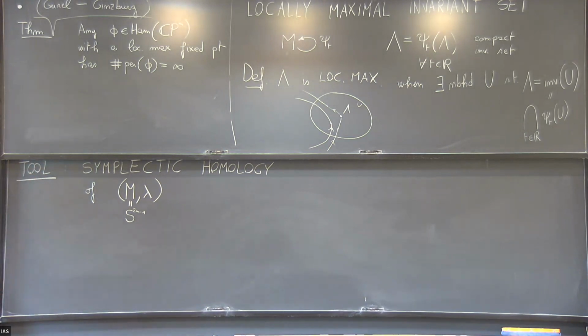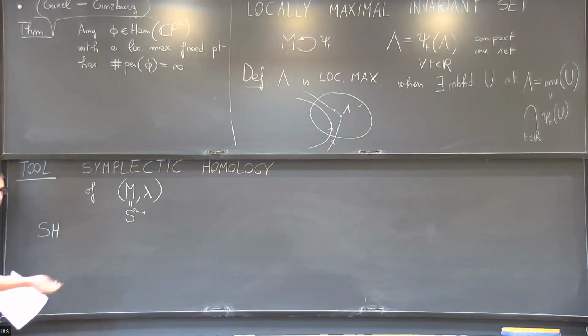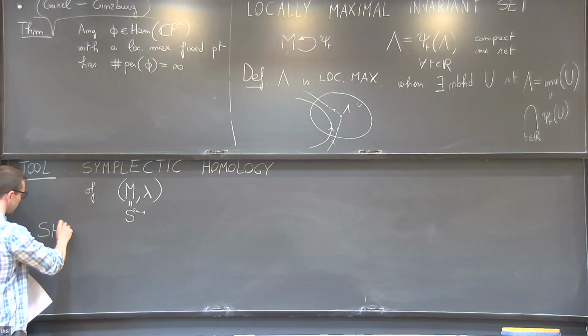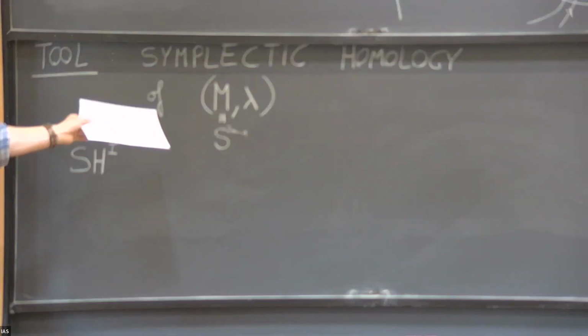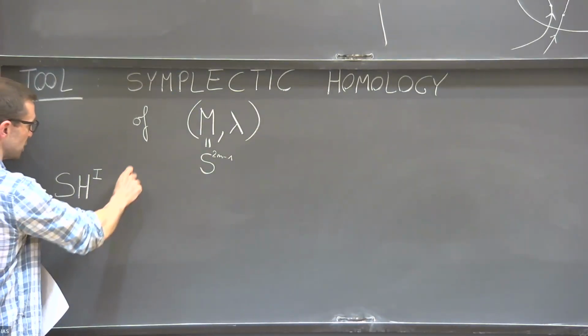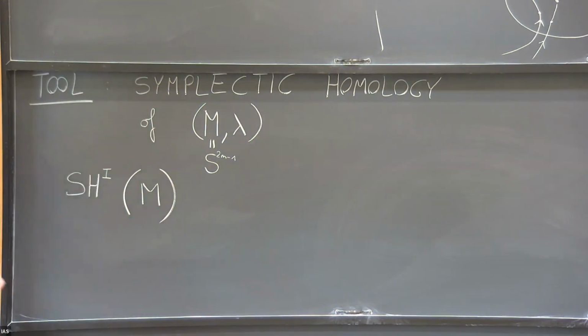Symplectic homology, well, most of the people in this room are either experts or inventors of symplectic homology, or both. Symplectic homology is an invariant that you associate to a filling of this contact manifold. I just write it as symplectic homology of our sphere. And later on, I will not denote the sphere anymore.